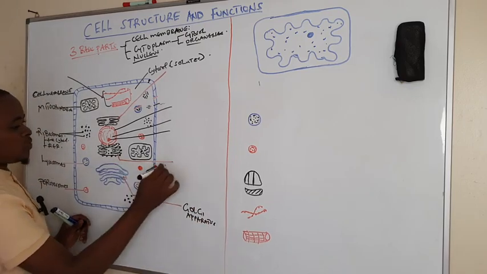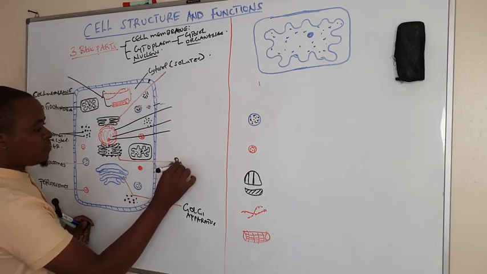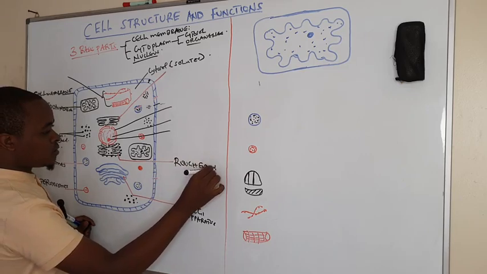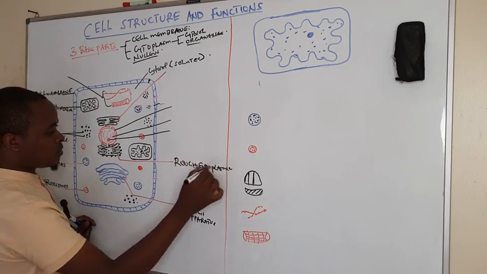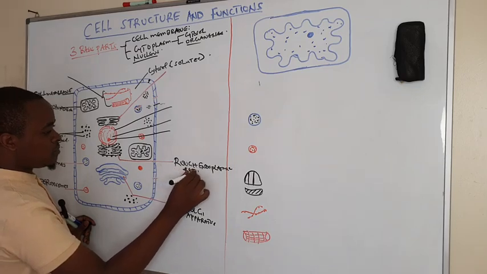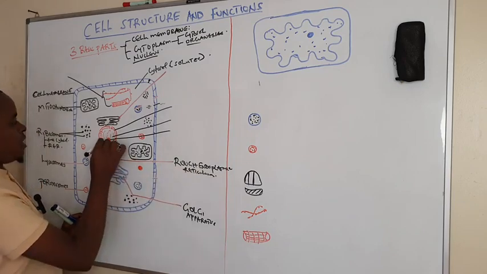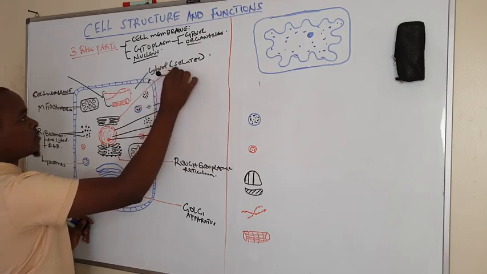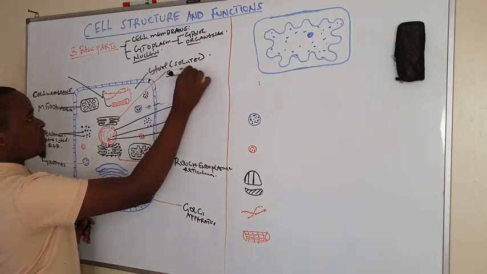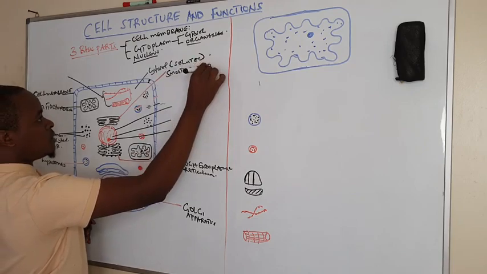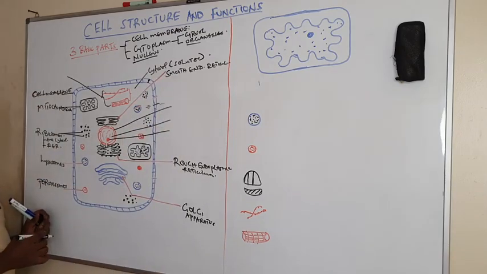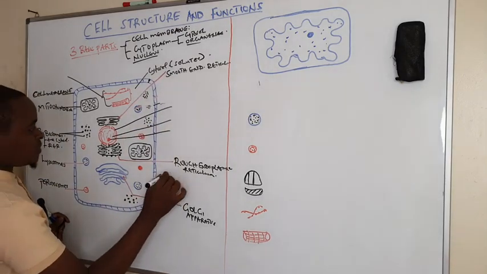And among the organelles, we have also the rough endoplasmic reticulum. Then we have also the smooth endoplasmic reticulum, that is without ribosomes, whereas the rough has ribosomes.